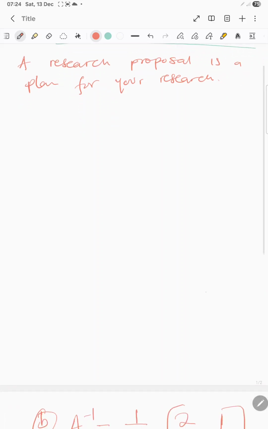Now, having defined a research proposal and laid this preamble, we are going to go into details and see what the research proposal contains. A research proposal consists of 3 chapters: chapter 1, chapter 2, and chapter 3.